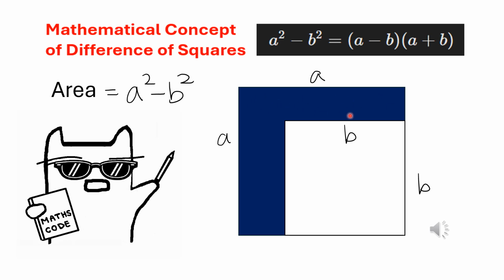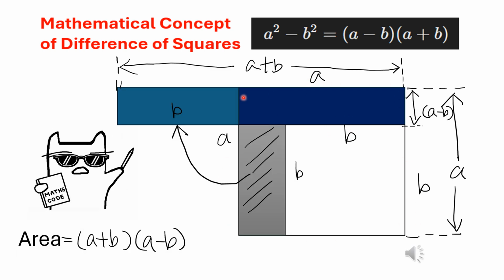The area of the large square is a times a, so that's a squared. For the smaller square, its area is b times b, so that's b squared. So remember, on the left-hand side, we have a squared minus b squared. Next, let's use a second method to calculate this area on the next page.